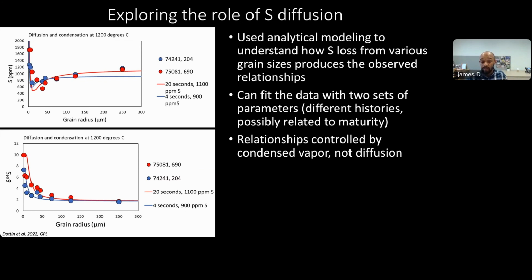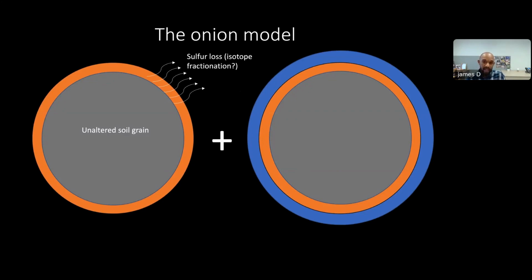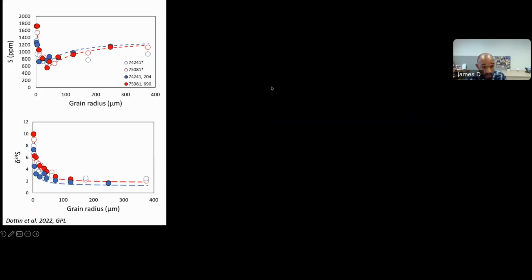Another major observation that we found with our models is that the relationships we're observing are not necessarily controlled by the process of diffusion, but instead by however we've defined that condensed layer of vapor. Now we can simplify our models by using a three-component mixing model where you have an unaltered soil grain, sulfur loss towards the edge of that grain, and then you add a condensed layer of vapor. And what we find, again, is that the simpler model can reproduce the relationship seen.